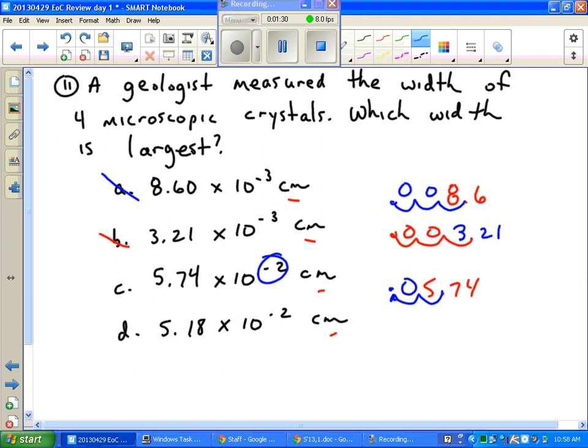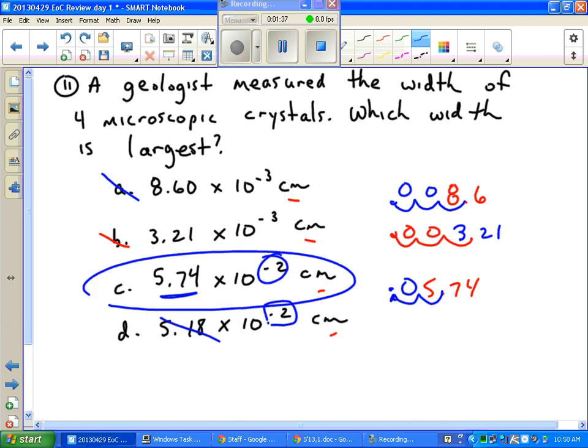Both of these are to the -2nd power. So just pick the number that is larger. 5.74 is larger than 5.18. C is the correct answer.